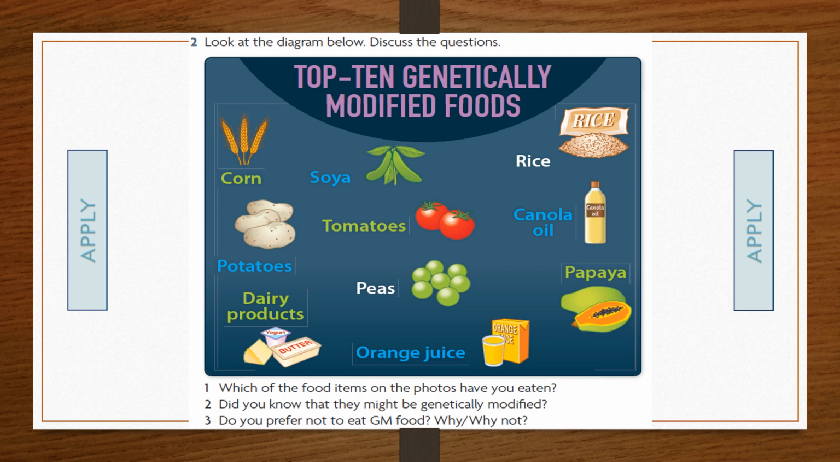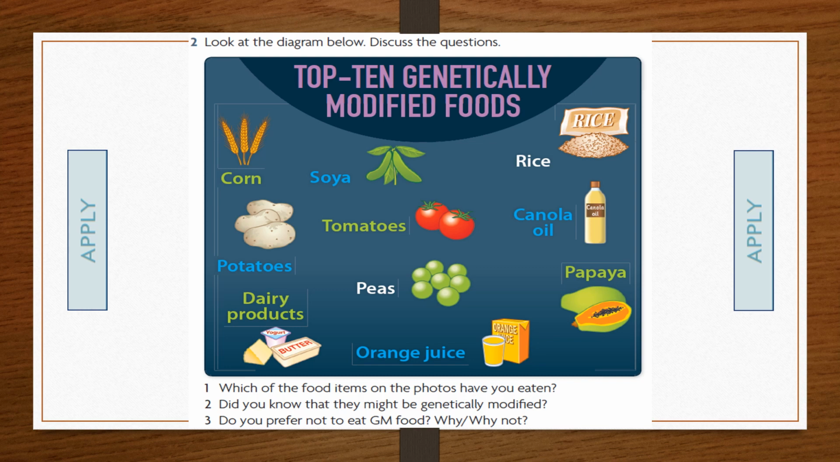Then the second step in critical thinking is to apply this understanding to examples, to know whether you fully understood this topic or not. Let's apply our understanding on this slide. Look at this picture, the top 10 genetically modified foods. May I ask, which of the food items in the photos have you eaten? I'm not speaking about genetically modified food now. From these, what food items have you eaten?